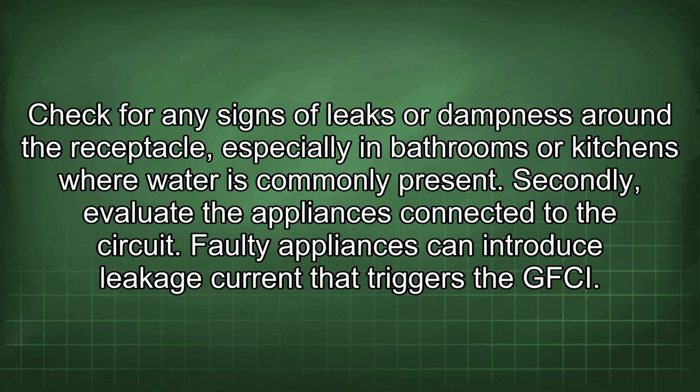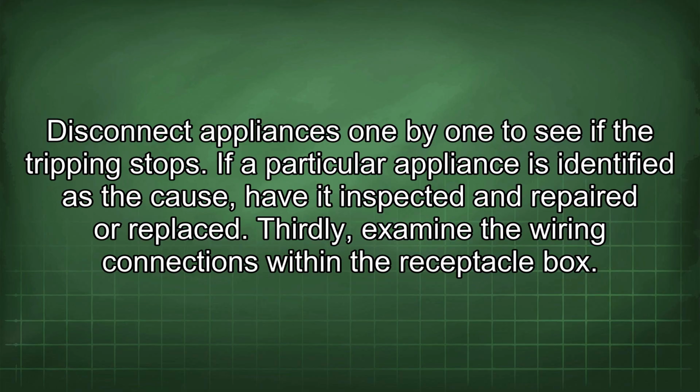Secondly, evaluate the appliances connected to the circuit. Faulty appliances can introduce leakage current that triggers the GFCI. Disconnect appliances one by one to see if the tripping stops. If a particular appliance is identified as the cause, have it inspected and repaired or replaced.